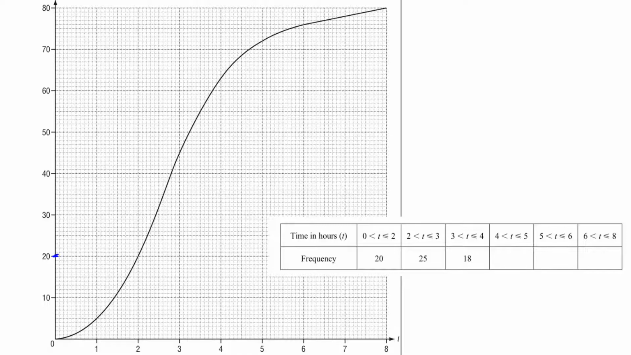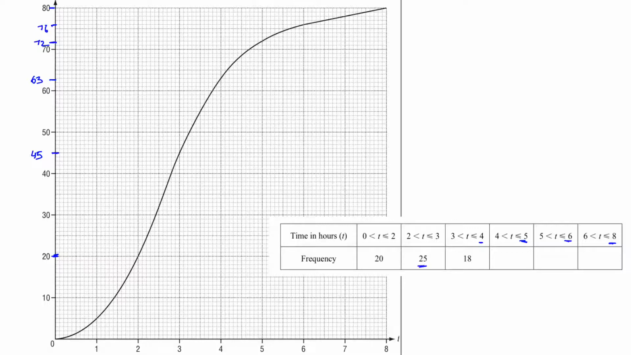At 2, it is 20. When it is 3, we have 45. When it is 4, we have 4 is here. It is 63. When it is 5, we have 72. And when it is 6, we have 76. When it is 8, we have 80.